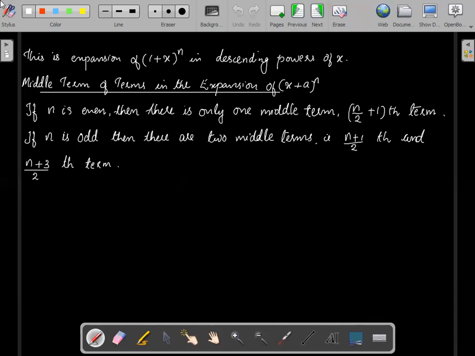Now, ചിലപ്പോൾ ക്വസ്റ്റ്യൻ ചോദിക്കാറുണ്ട് മിഡിൽ ടേം ഓഫ് ദ എക്സ്പാൻഷൻ (x plus a) whole raised to n, ആ എക്സ്പാൻഷൻ്റെ അകത്തെ മിഡിൽ ടേം കണ്ടുപിടിക്കാൻ. Now, if n is even, then there is only one middle term, that is (n by 2 plus 1)th term will be the middle term. Now, if n is odd, then there are two middle terms, that is (n plus 1) by 2th and (n plus 3) divided by 2th terms. അപ്പോൾ n ഓഡ് ആണെങ്കിൽ രണ്ട് മിഡിൽ ടേംസ് കാണും. n ഈവൻ ആണെങ്കിൽ there is only one middle term, that is given by (n by 2 plus 1)th term.